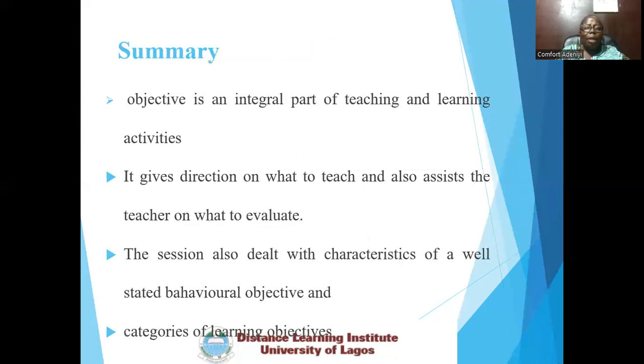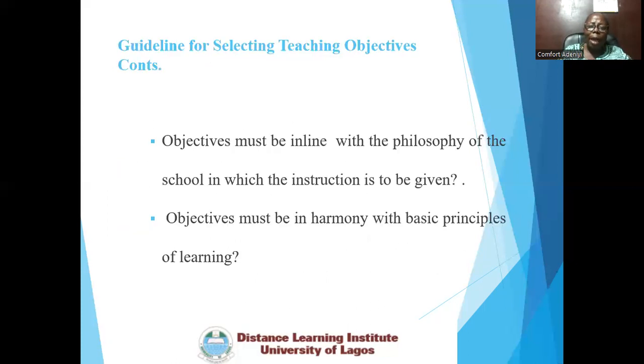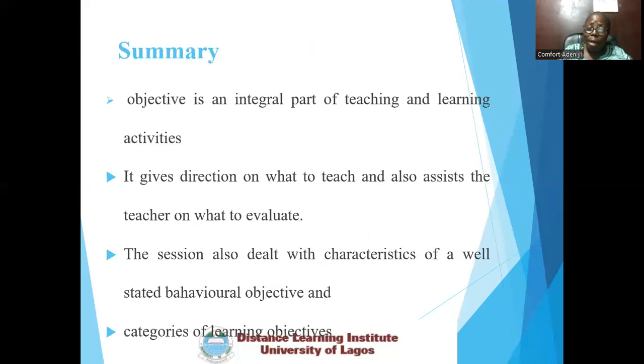Now, in this particular lesson, we've learned a lot. We've learned about the guideline for selecting learning objectives, the purpose of learning objectives, and characteristics of well-stated behavioral objectives. Let's conclude the lesson by saying that, one, objective is an integral part of the teaching and learning process, that it is very important. Two, the objective gives direction on what to teach and also assists the teacher on how to evaluate.